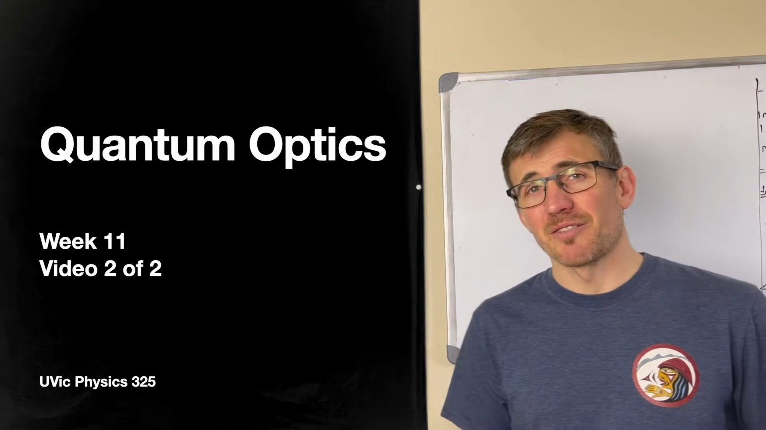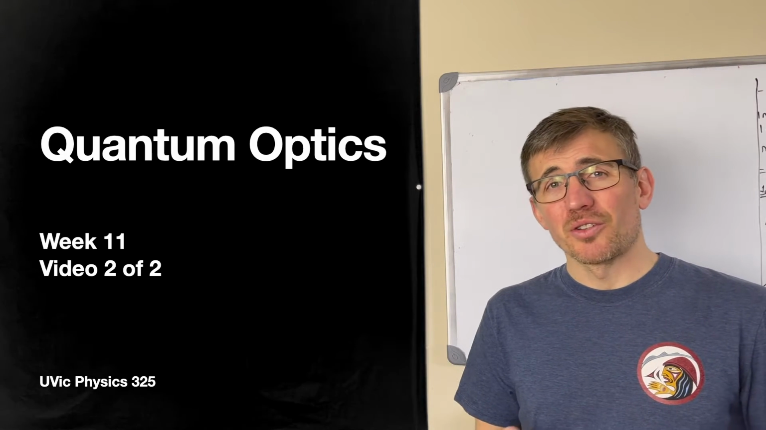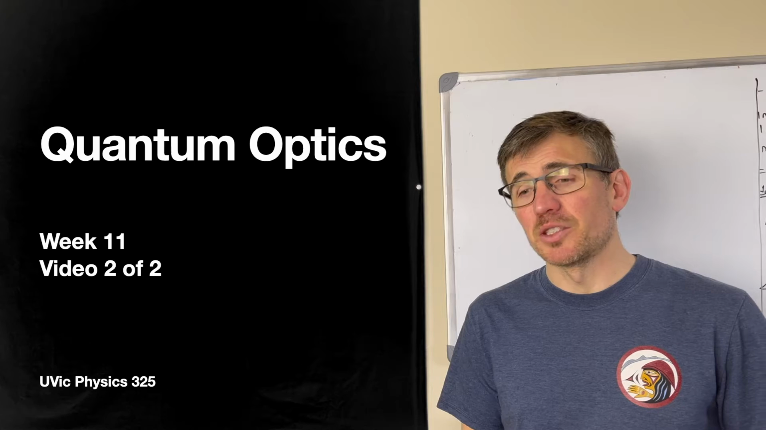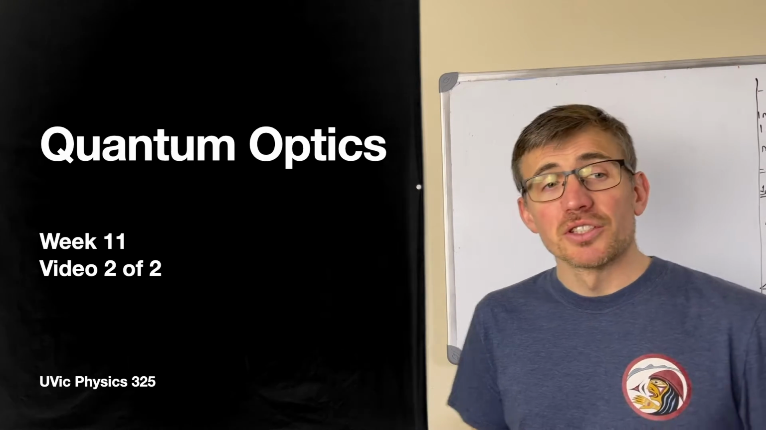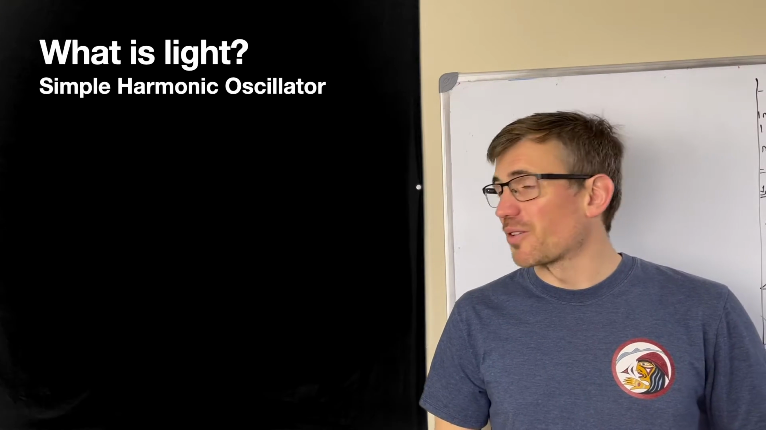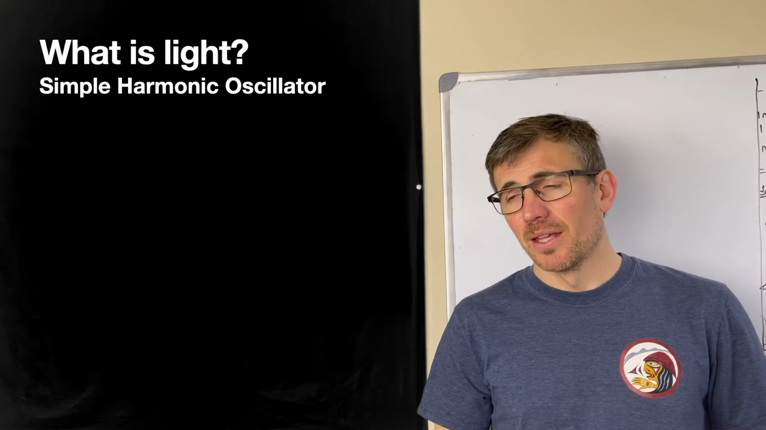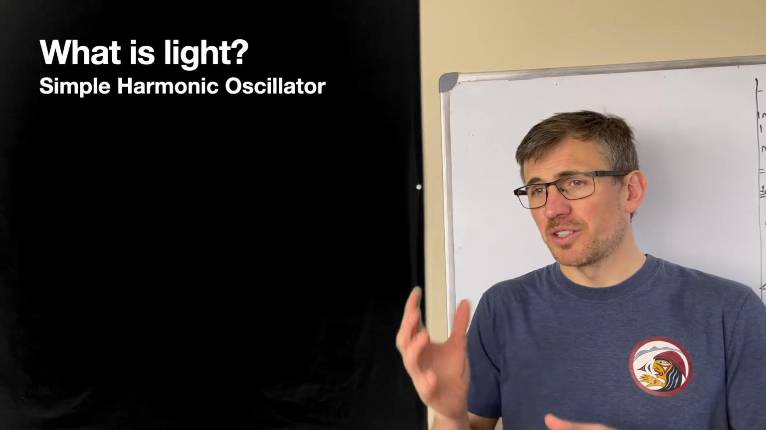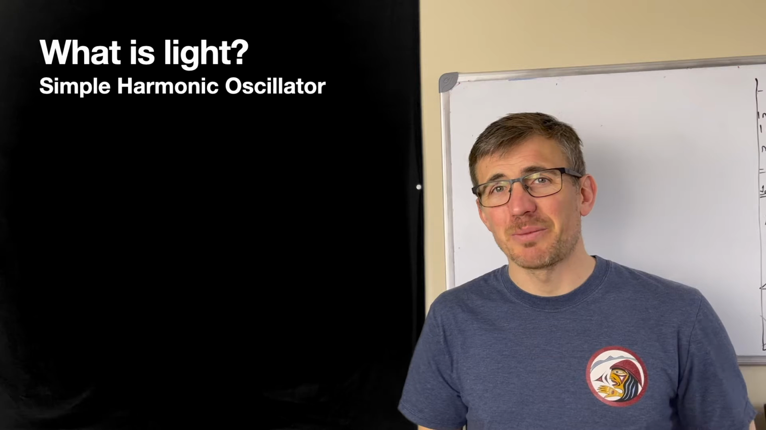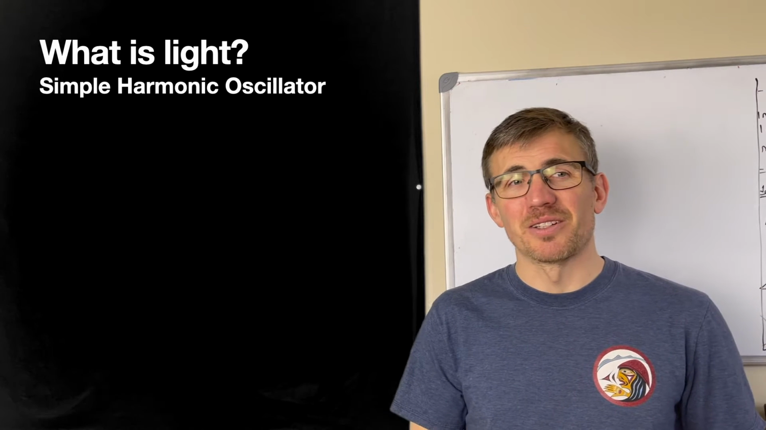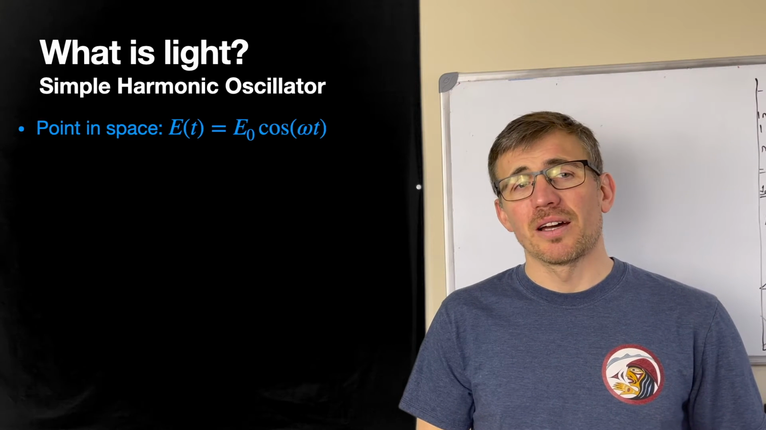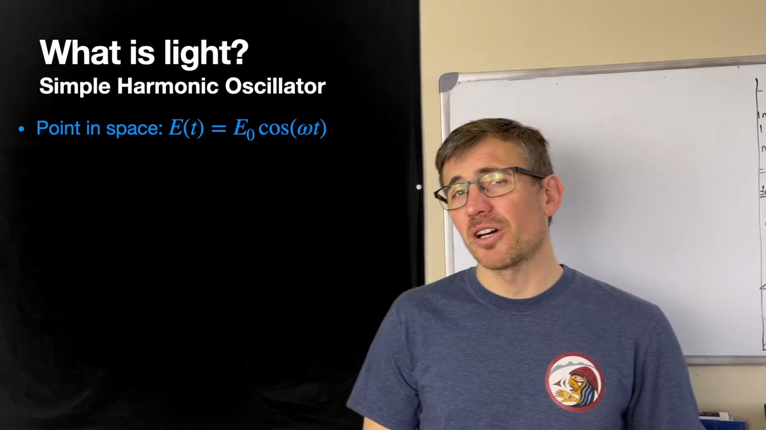If you haven't seen some of the stuff before, that's okay. We're going to try to explain it as completely as we can in the time that we have. So we're going to start with the deep question of the course. What is light, okay? And, you know, we assume things are either spherical cows, apparently, or simple harmonic oscillators in physics. And we're going to treat light as a simple harmonic oscillator.